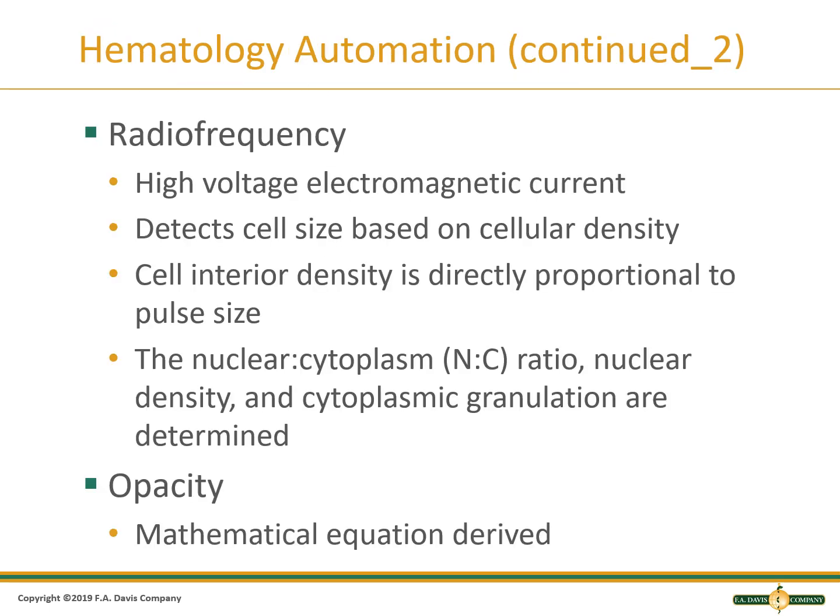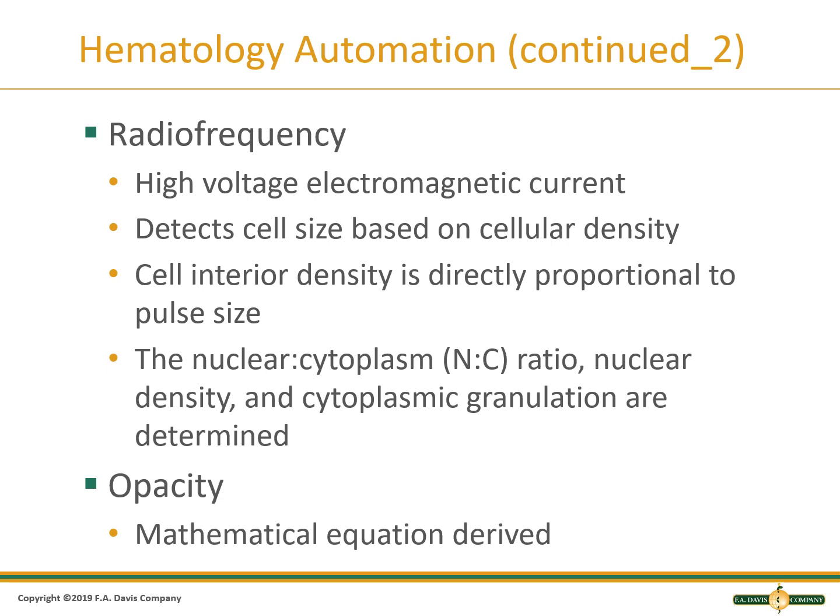We also have the use of radio frequency when it comes to hematology automation or hematology analyzers. There is a high voltage electromagnetic current. It detects the cell size based on the cellular density. The cell interior density is directly proportional to the pulse size. So the nuclear to cytoplasm ratio, which we talked about previously, is determined. The nuclear density and cytoplasmic granulation are also determined.